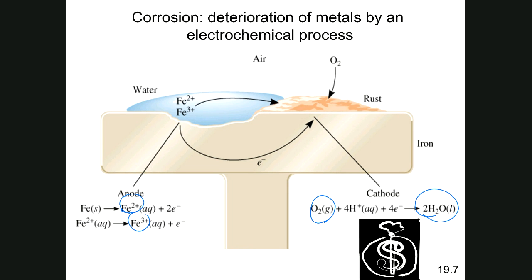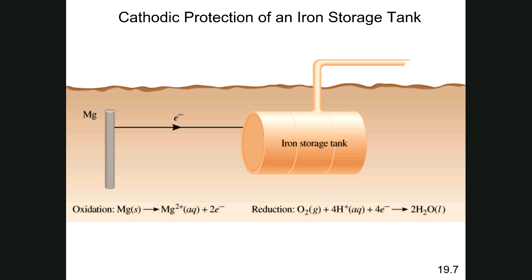So when you see corrosion, it is basically an oxidation-reduction type reaction. Metal is being oxidized and oxygen is being reduced. For cathodic protection, we have to connect this metal piece, in order for it not to be rusted, to a more reactive metal.